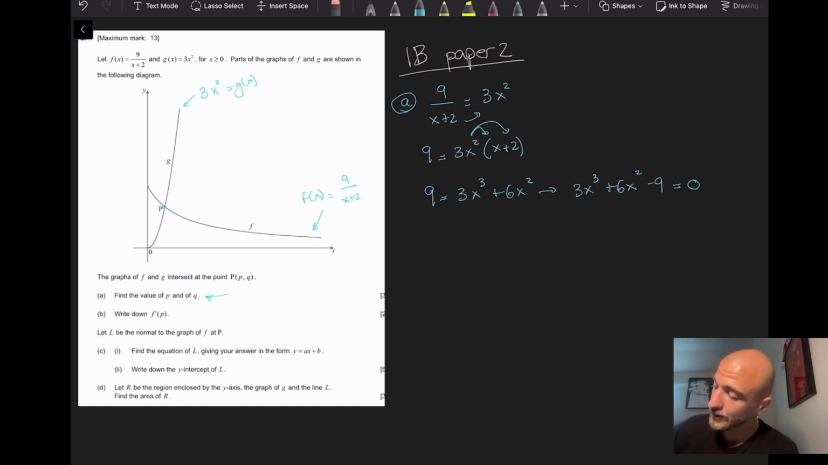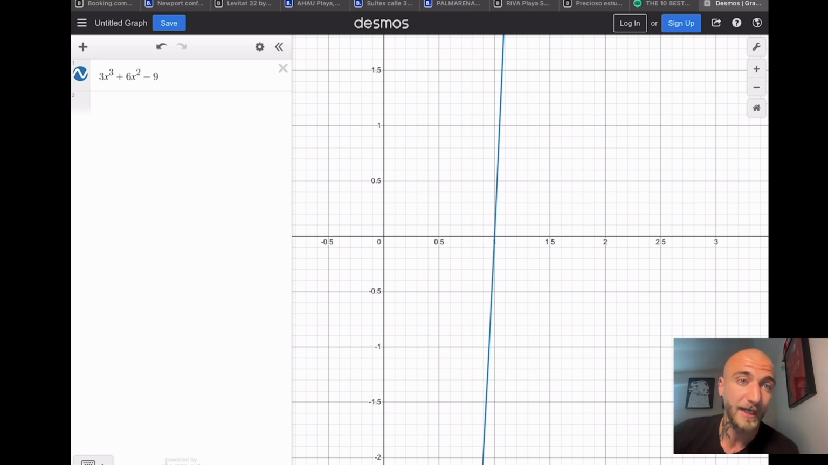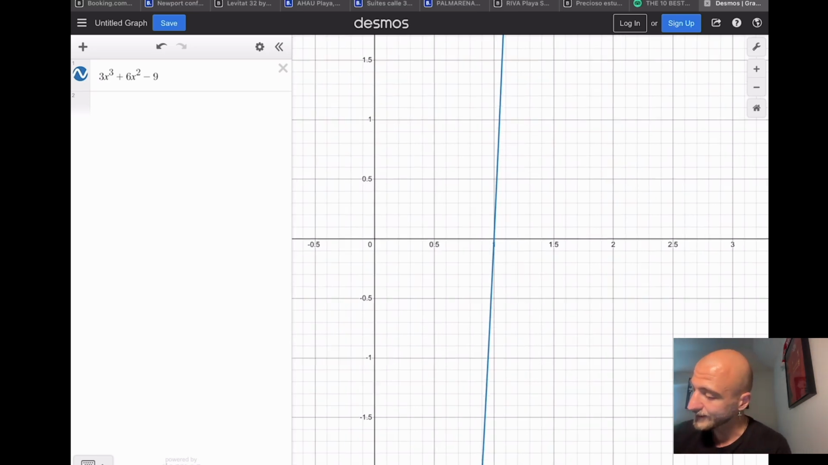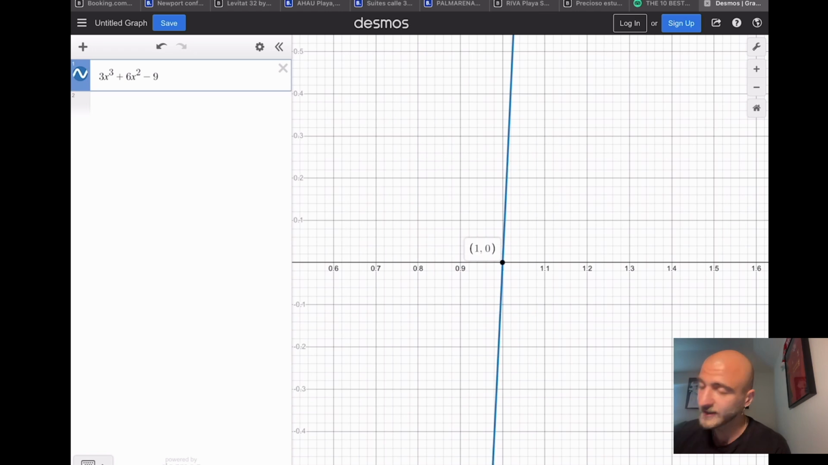Now, solving for this, we notice this is a cubic. Cubics are pretty hard to solve by hand, especially with the kind of tools we have in our toolkit as far as the IB is concerned. But remember, it's a paper 2, so what we do, let's plug this into our calculator and let's graph it. Here's the graph of what I just came up with, 3x cubed plus 6x squared minus 9. And we see that really kind of conveniently it intersects the x-axis, so it's equal to 0 when x is equal to 1. So there's our first coordinate.